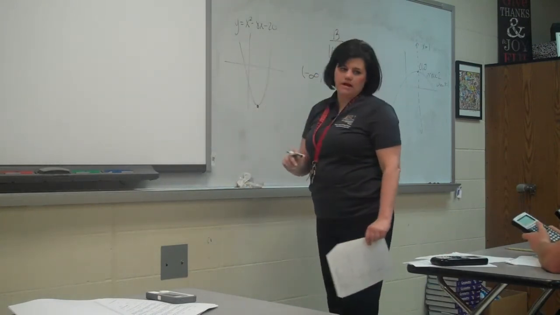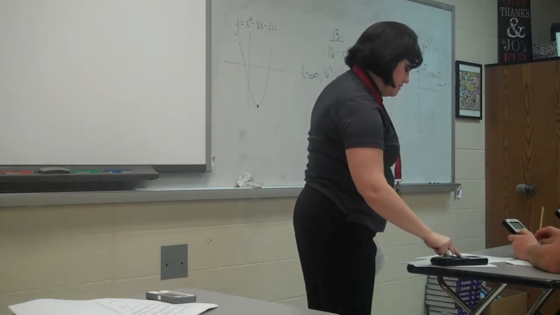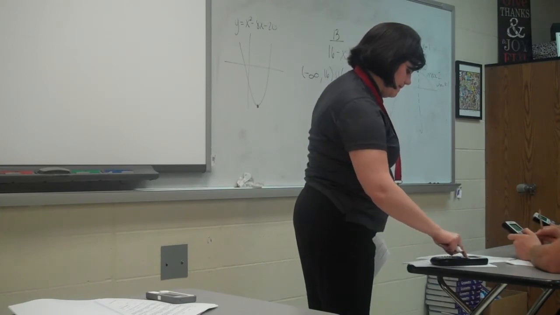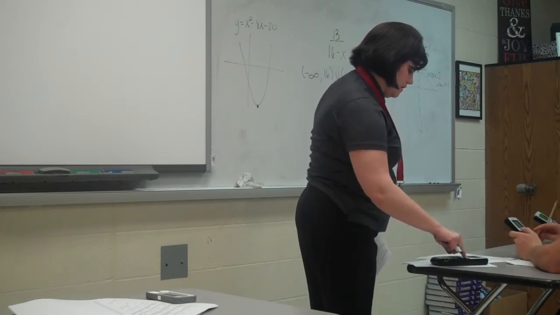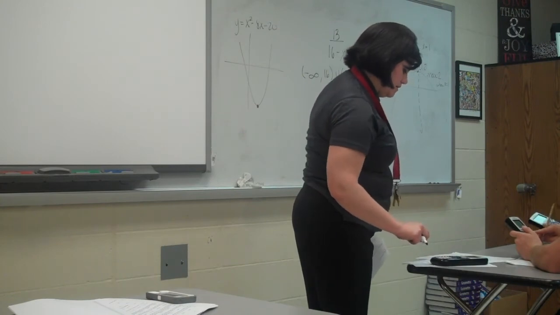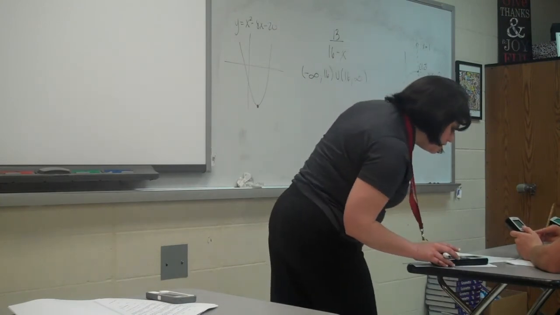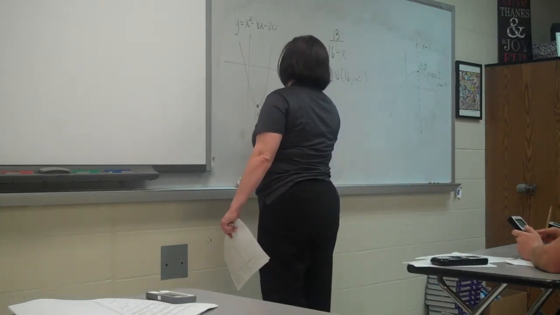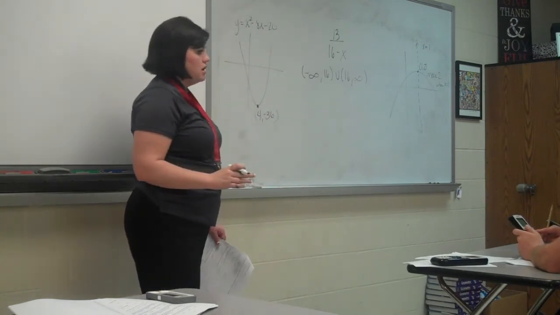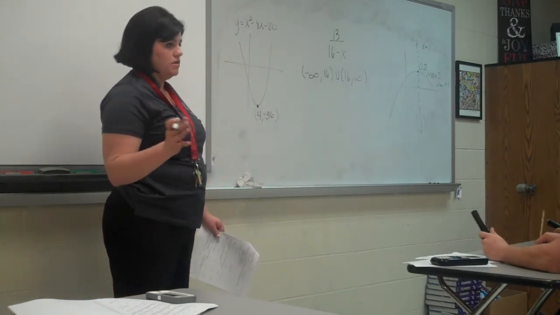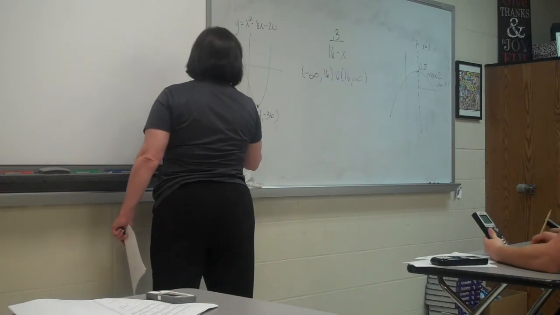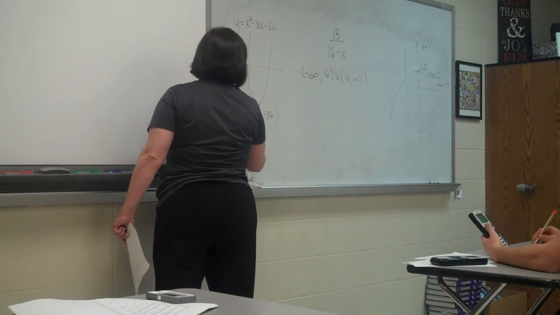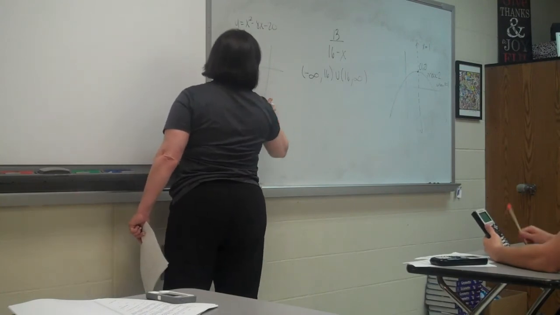And this low point right here, if I push second trace, find the minimum, and give it a left bound and a right bound, I get the point 4, negative 36. Alright. So when we're talking increasing, decreasing, we're looking at x values. It is decreasing from negative infinity until it gets to 4, and it's increasing from 4 to infinity. From 4 on out, the numbers are going up.